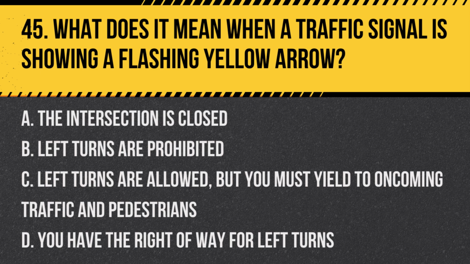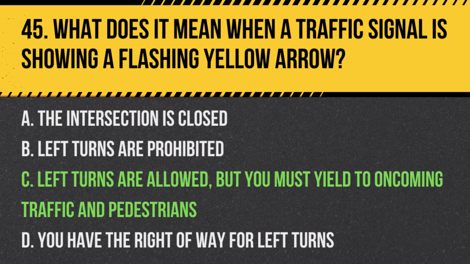Question 45. What does it mean when a traffic signal is showing a flashing yellow arrow? A. The intersection is closed. B. Left turns are prohibited. C. Left turns are allowed, but you must yield to oncoming traffic and pedestrians. D. You have the right of way for left turns.